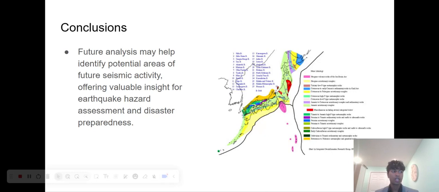Further studies, including analysis of aftershocks and subsequent seismic events, could enhance this model's ability to predict stress buildup. Such analysis may help identify potential areas of future seismic activity, offering valuable insight for earthquake hazard assessment and disaster preparedness.